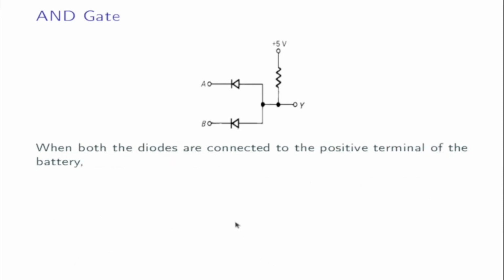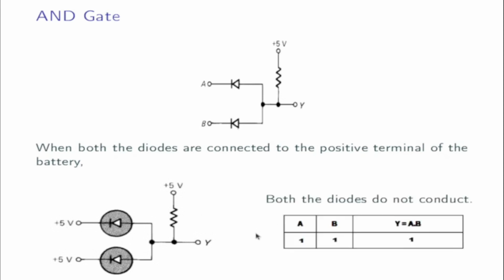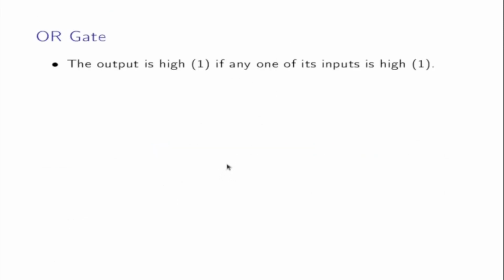Now when both the diodes are connected to the positive terminal of the battery like this, the diodes do not conduct, and we have the output across Y. So in this way this circuit acts as an AND gate.